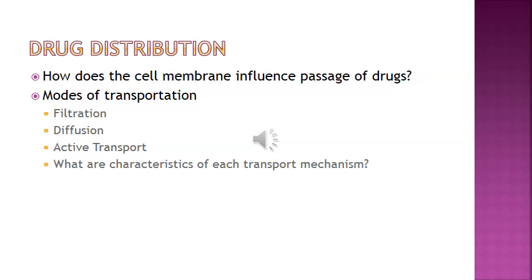There are three basic modes of transportation as far as being able to cross cell membranes: filtration, diffusion, and active transport. Here again, I'll have you actively look in your textbook to get the different characteristics of each transport mechanism. The other thing that I would like you to look at is what is the most common method by which a drug will pass through the cell membrane.